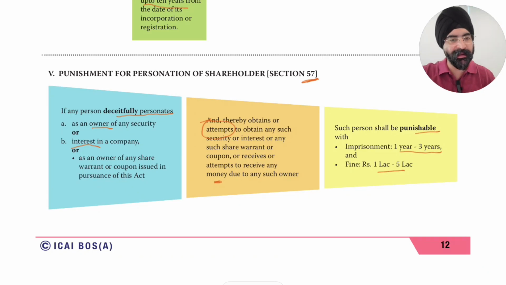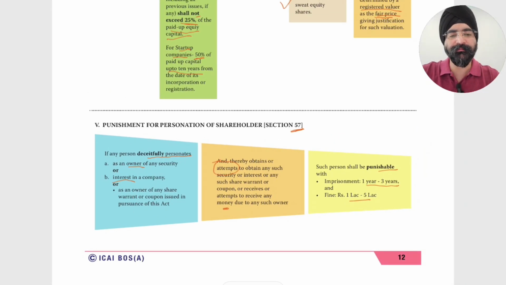So imprisonment can range from 1 year to 3 years, and fine can range from rupees 1 lakh, and this can go up to rupees 5 lakh. Minimum fine is 1 lakh, minimum imprisonment is 1 year. So this minimum is given, so this is something a matter of concern. Personation should be avoided.